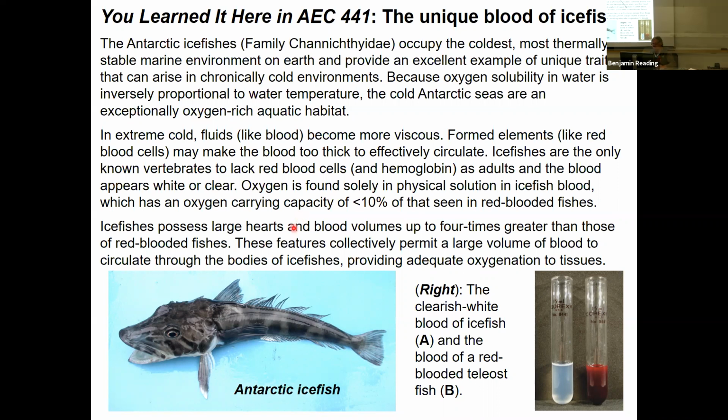So ice fish possess very large hearts. Look at the size of the heart. When we dissect a fish, the heart is usually right here, lies up right next to all those gill arches. Very large heart. And they also have a blood volume up to 4 times greater than those of red-blooded fishes. And these features collectively permit a large volume of blood to circulate through the body of an ice fish. And despite this low oxygen carrying capacity, they provide adequate oxygenation to the tissues.